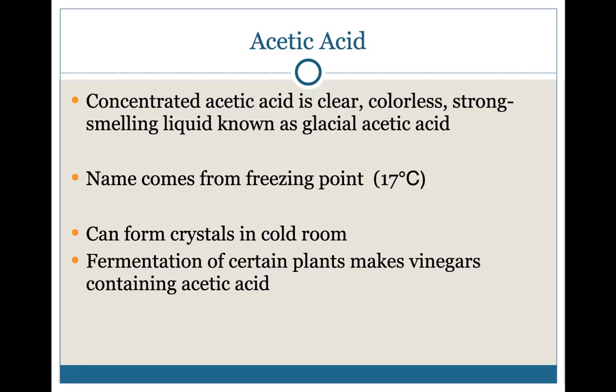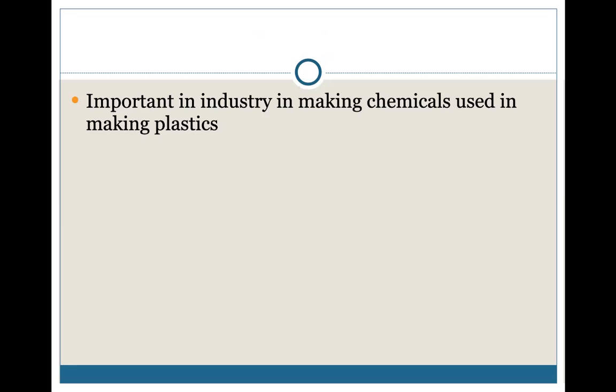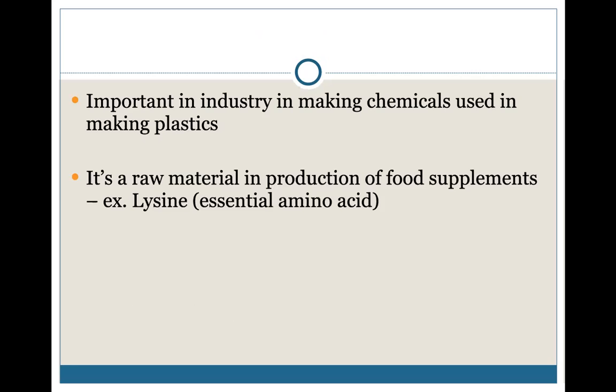The fermentation of certain plants makes vinegars containing acetic acid. So the white vinegar that we use in food is between 4 and 8%, which is what gives it the sour flavor. The most important use of acetic acid is in making plastic. It's also a raw material in the production of food supplements, for example, lysine, which is an essential amino acid. And it's also used as a fungicide.